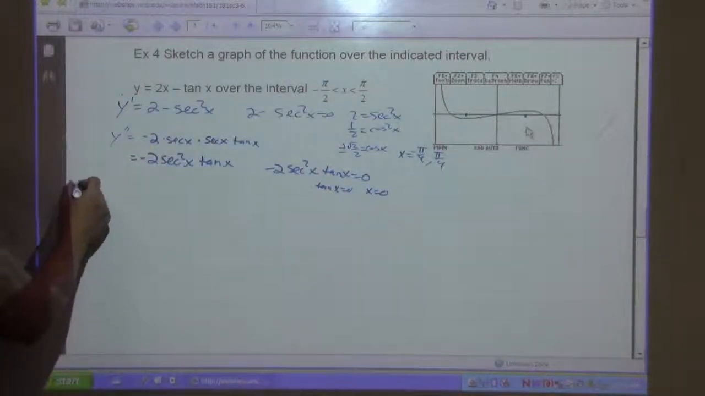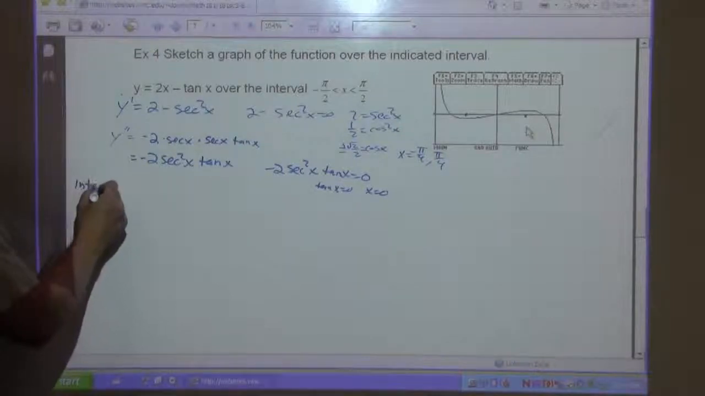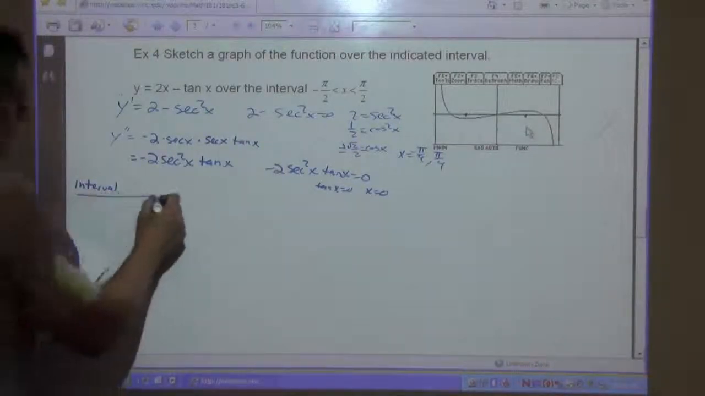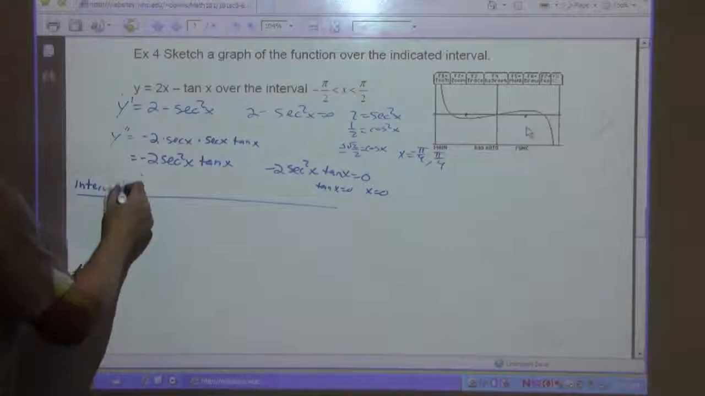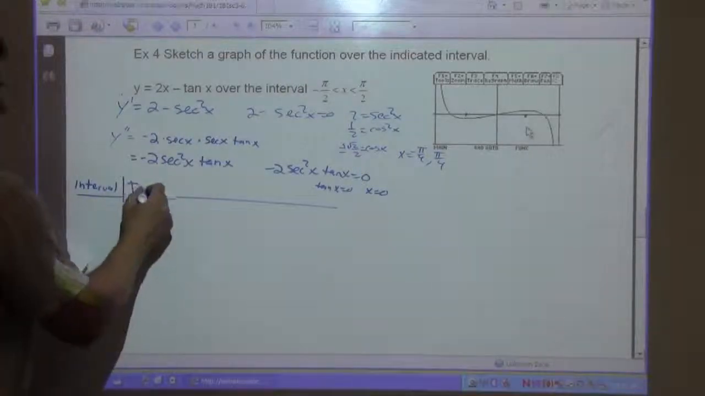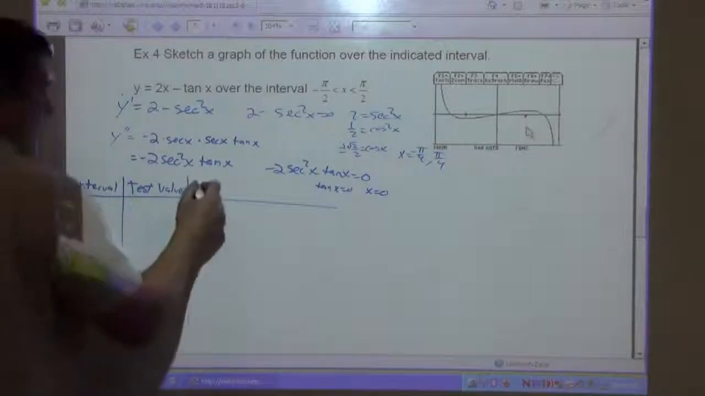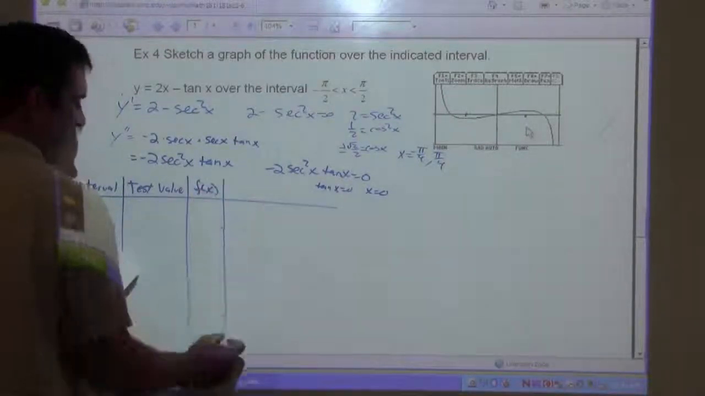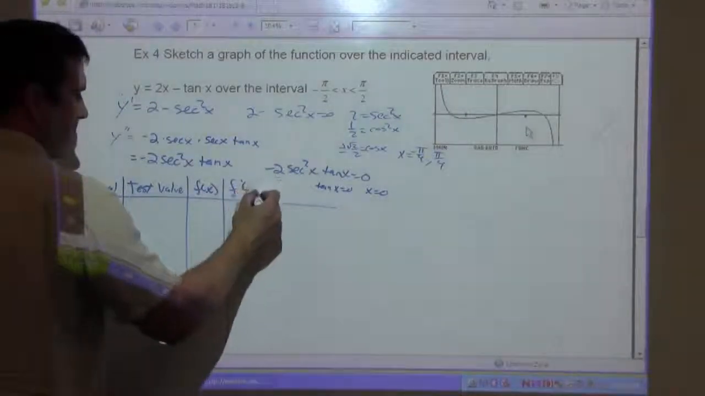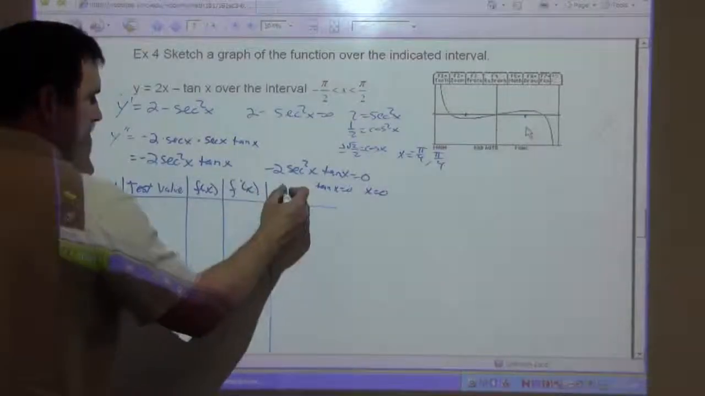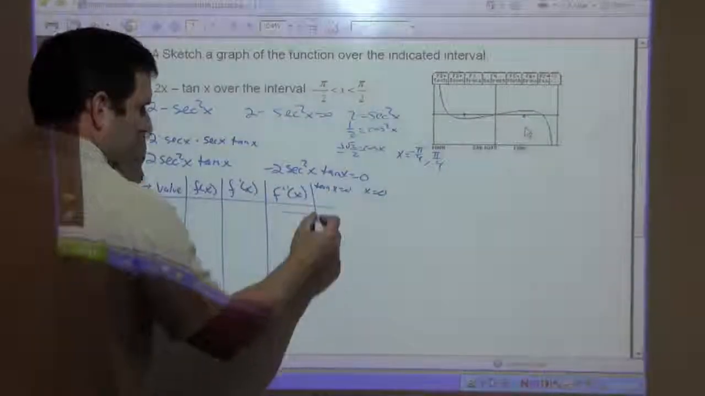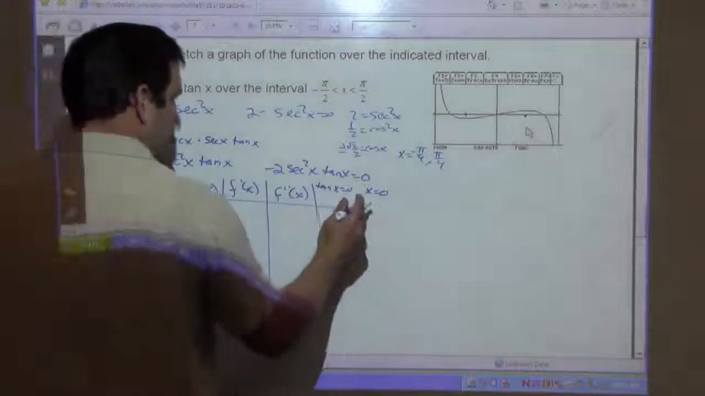Okay, so we're going to have an interval, a test value, f of x, f prime of x, f double prime of x, and a conclusion.